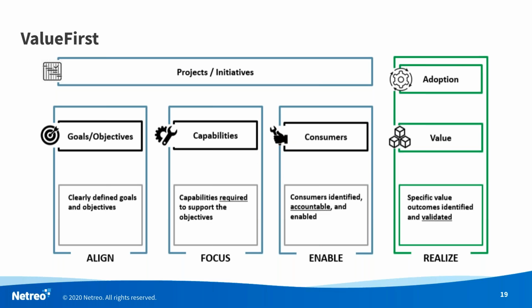Okay, so we did jump ahead a little bit, but we'll back up here. And this is the value first piece that I was talking about briefly. It really goes from left to right. So we identify goals and objectives. We work through the capabilities, which really talks to the technical requirements. And then we make sure that you have valid consumers, people that will actually use the services that you're providing. And then at the end, we have a cyclic process to review the value that's being obtained from that solution.